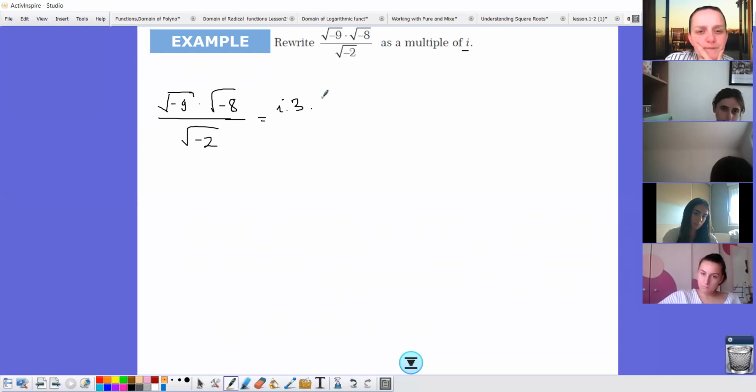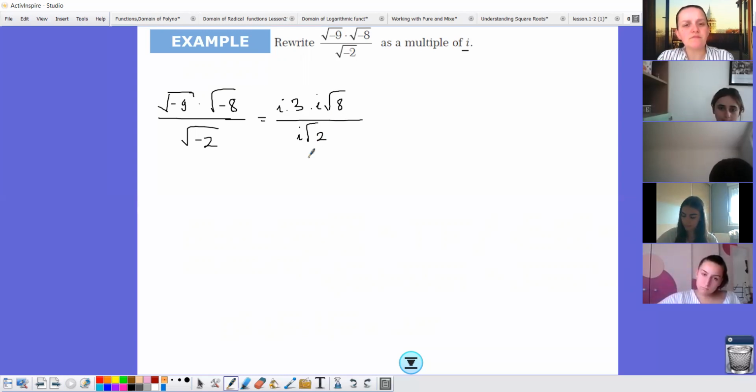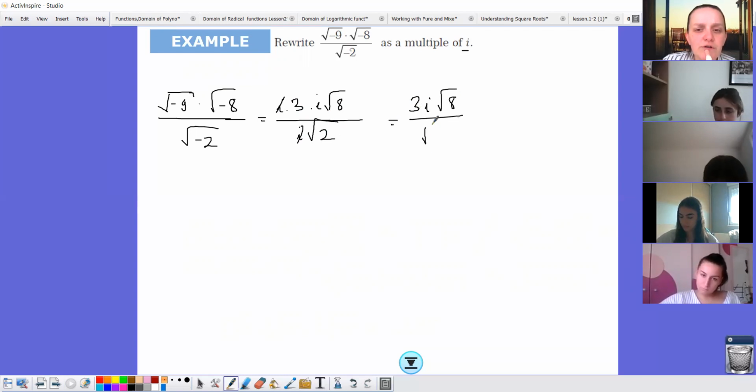Root of -8 is i root of 8, let's leave it like that, over what we have here, i root of 2. Now, because we have a fraction and multiplication between them, I can cancel some of the i's. Then we have 3i root of 8 over root of 2.